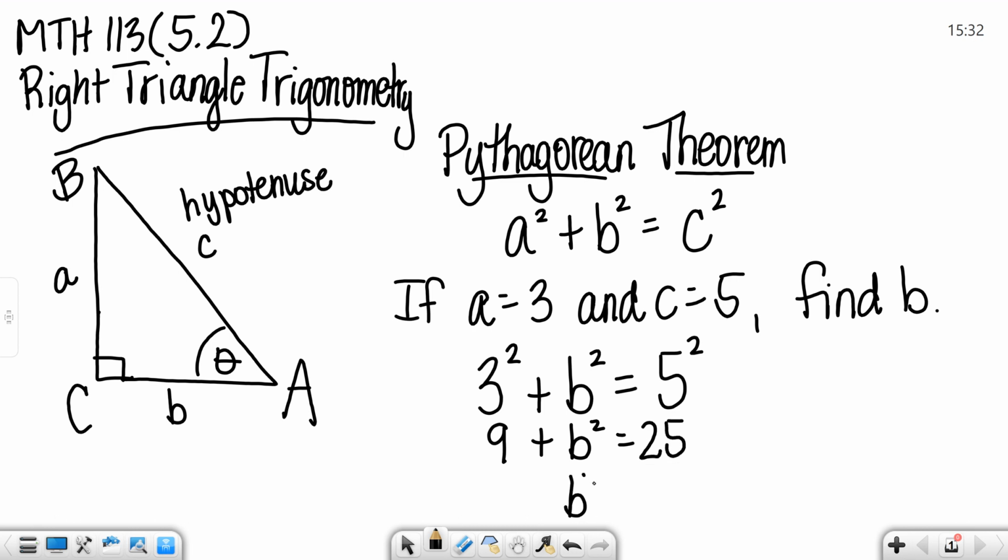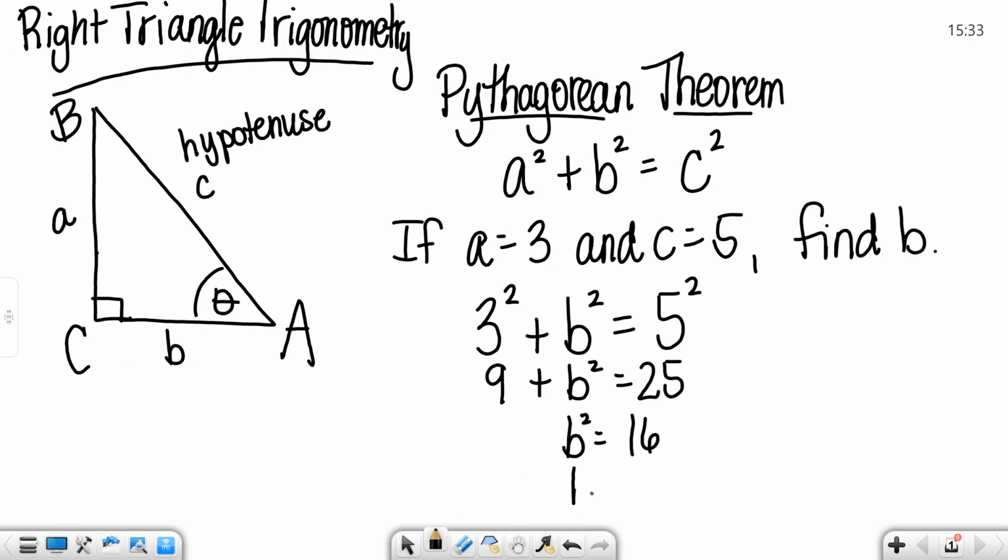So I'm going to move that 9 to the other side by subtracting, and I would get B squared is equal to 16. So when I take the square root of both sides, now algebraically, I'm going to get B is plus or minus 4. But since we are talking about B as the length of a side in a triangle, then B is only going to be the positive value. So B is going to be 4. All right, so there's just a little review of the Pythagorean theorem.